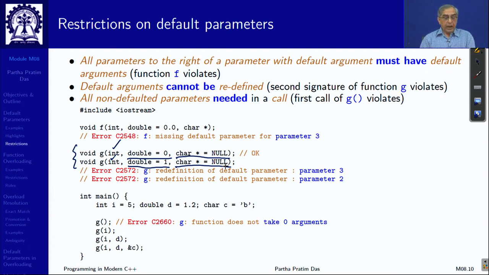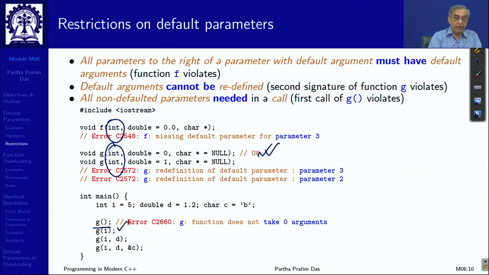Right? And naturally, while you call, all non-default parameters must be provided, and only the default parameters can be skipped. So, in this context, if I call function G without a parameter, it is an error, because G always has the first parameter. I am talking in reference to this particular signature of G, which is the valid one, but I can call it with one parameter, which will be int, two parameters, int and double, three parameters, int, double and char star. Right? So, this is a basic rule of default parameters.